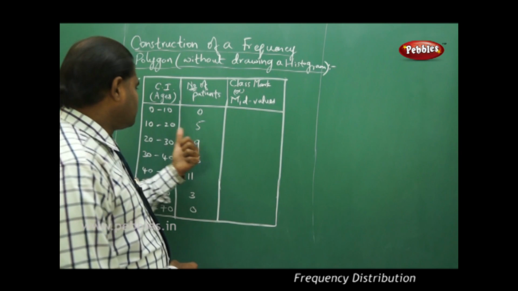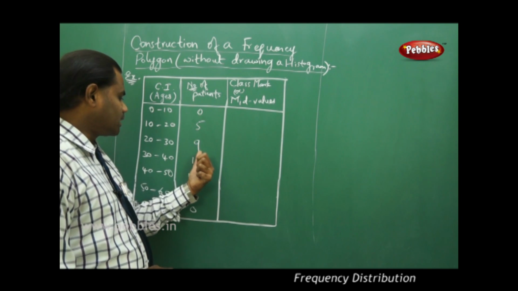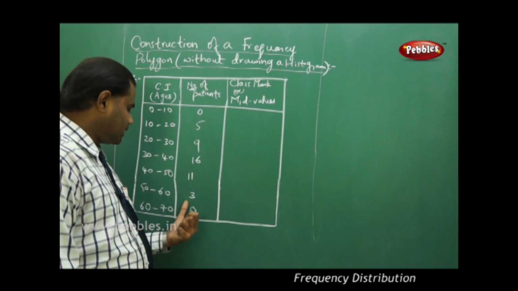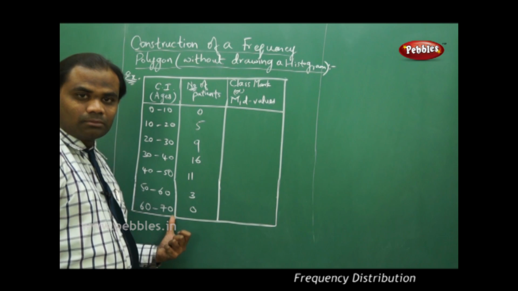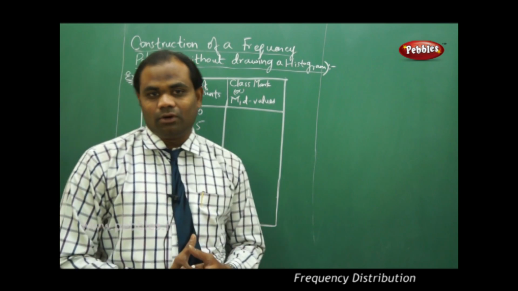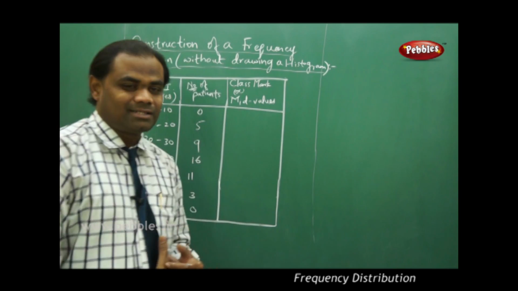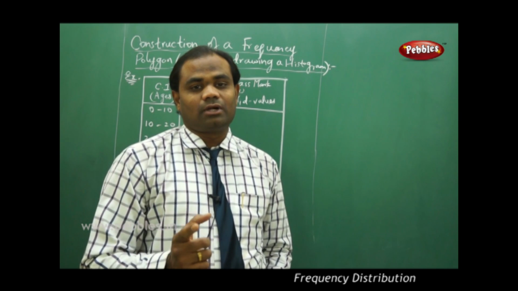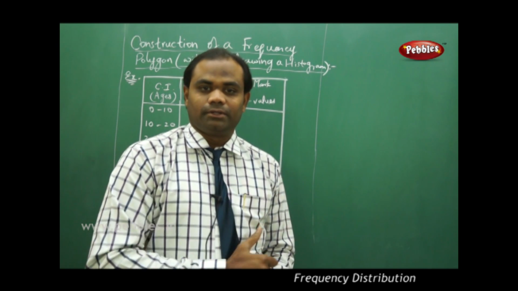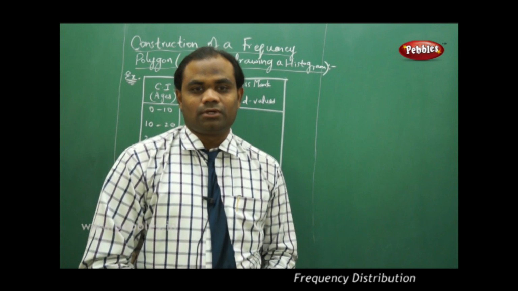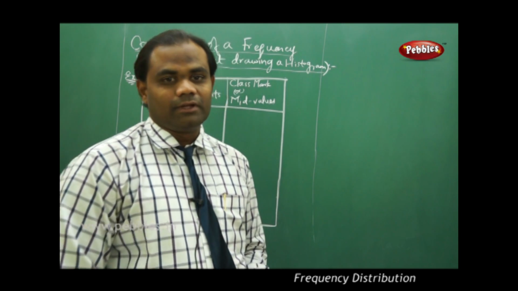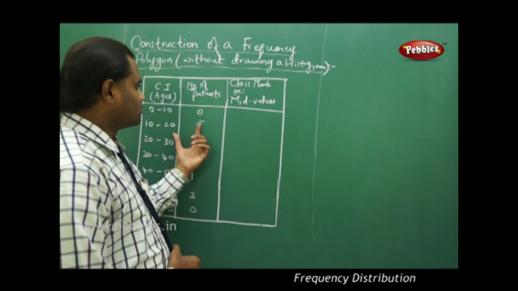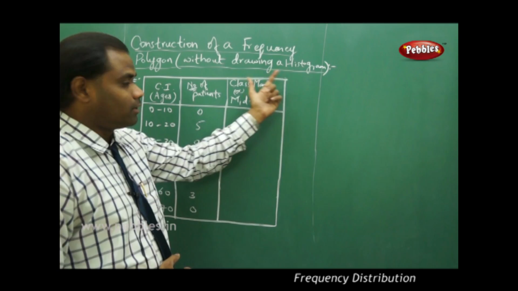Then I have 5 patients in the age group of 10 to 20, then 9 patients between 20 and 30, and 16 patients whose age is between 30 and 40, etc., with no patients between 60 and 70 years old. So with this problem, let's see how a frequency polygon can be constructed, provided the histogram is not constructed for that particular frequency polygon. As usual, when we graph, we need an x and a y axis, but before that, there is an additional part.